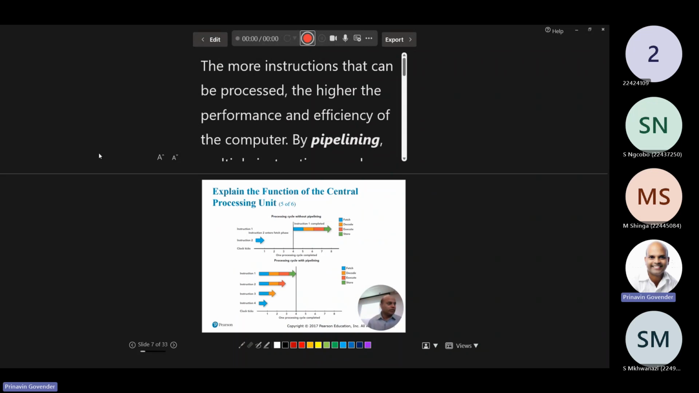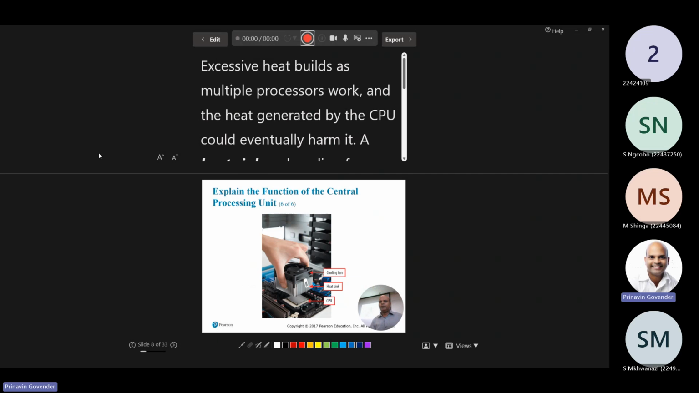So let's look at what they talk about here. They talked about the functions of the central processing unit. This gets too much in depth, right? We're not going to go into that. Right, here's the picture of your CPU.